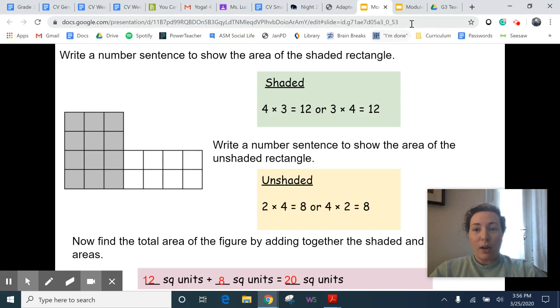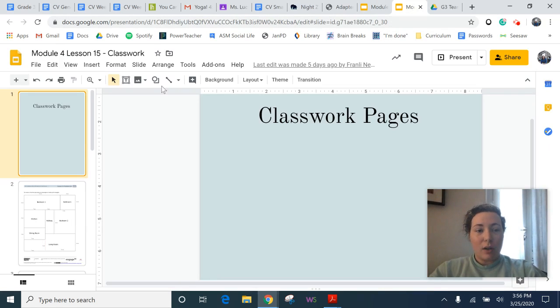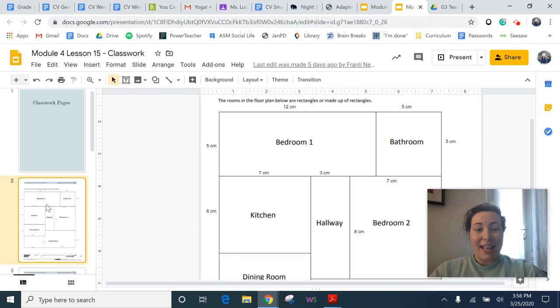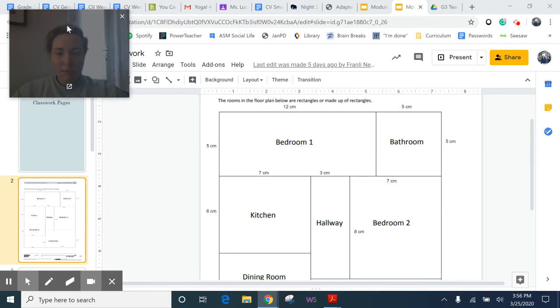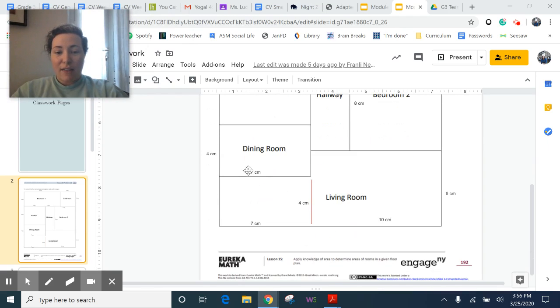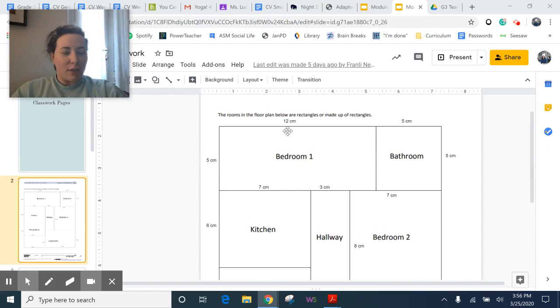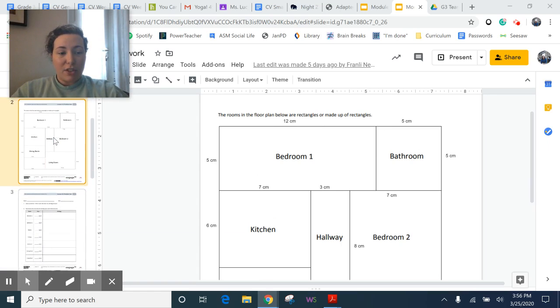So today, for your individual classwork, you are going to have a blueprint of a house. So you can see here, let me move my little video. You can see here, there is a house with lots of different rooms, and you have the measurements written for you. So you can imagine as sort of a dollhouse because these are centimeters, so they're small. So this is the image.